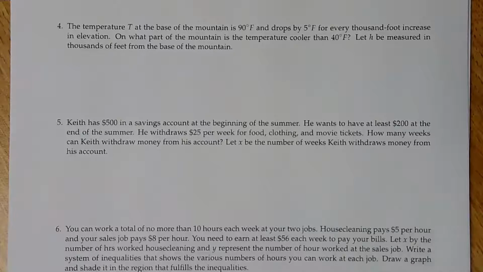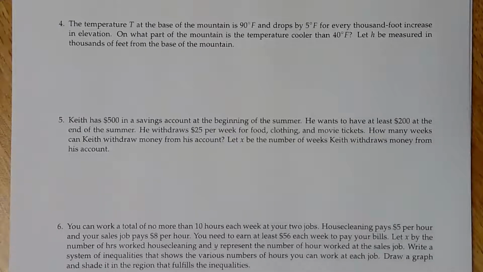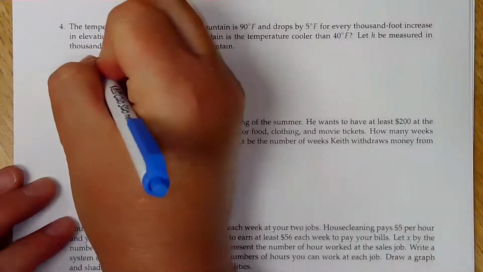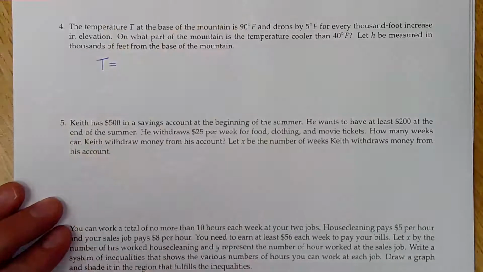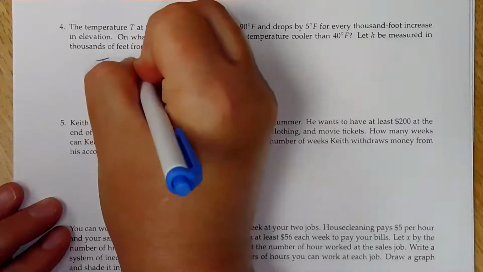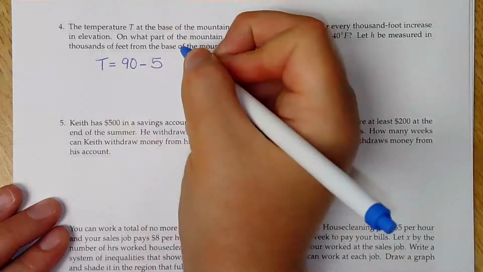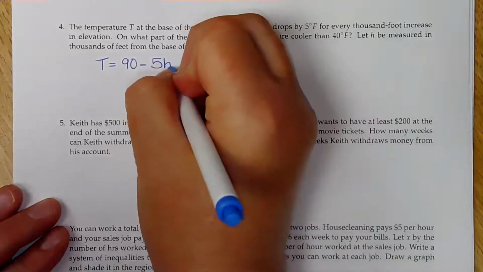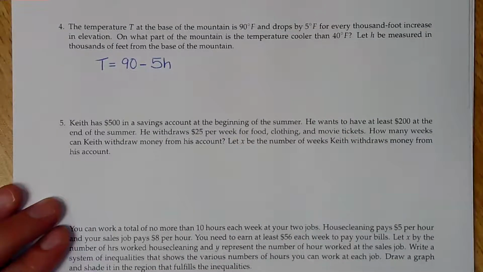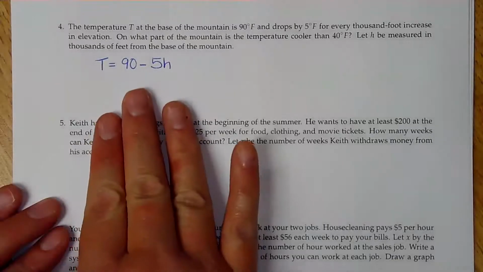And we're going to let H be measured in thousands of feet from the base of the mountain. So when H is 1, that represents 1,000 feet. When H is 2, it represents 2,000 feet. So the way that we're going to start this is by actually just writing a linear equation using an equal sign. So we know that the temperature starts at 90, and it's going to drop 5 degrees for every 1,000 feet we climb, and we're representing that with an H for that elevation height there. Okay, so hopefully that makes some sense where I came up with this.